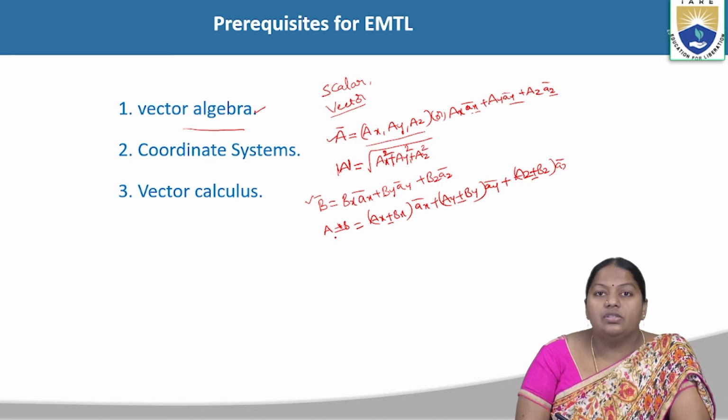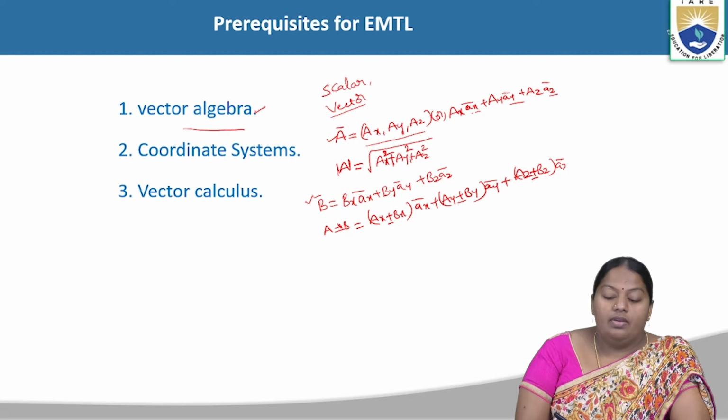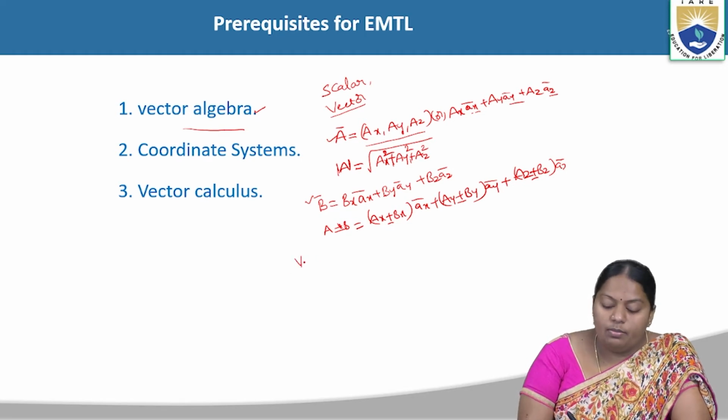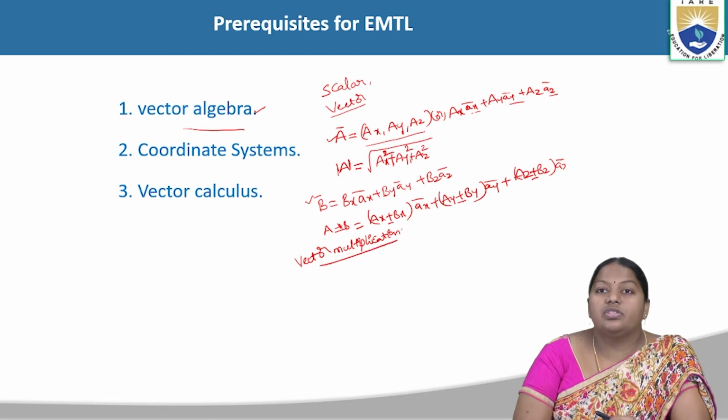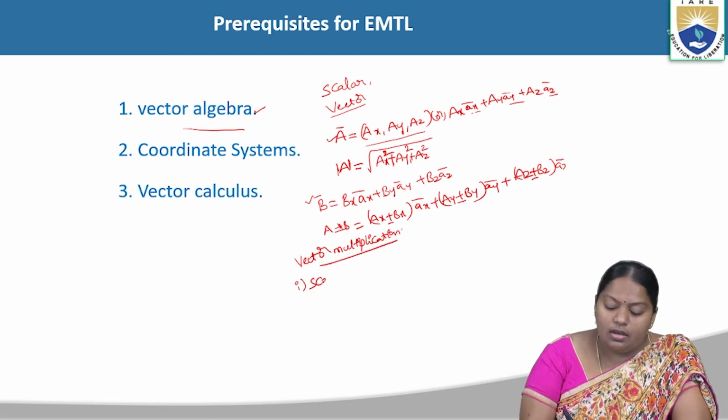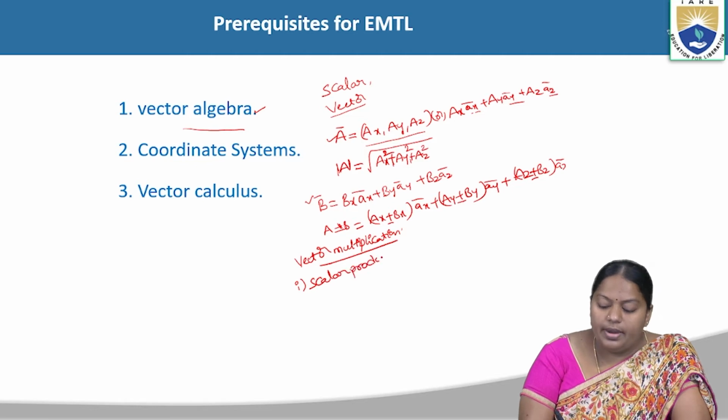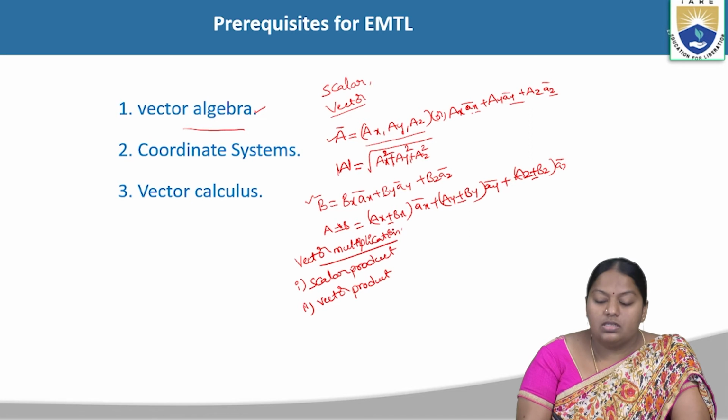Now, along with the addition and subtraction of vectors, we'll have another term called vector multiplication. In order to multiply here, we'll have two different classifications. One is related to the scalar product, and second one is vector product, where the scalar product is also called the dot product, and vector product is also called the cross product.